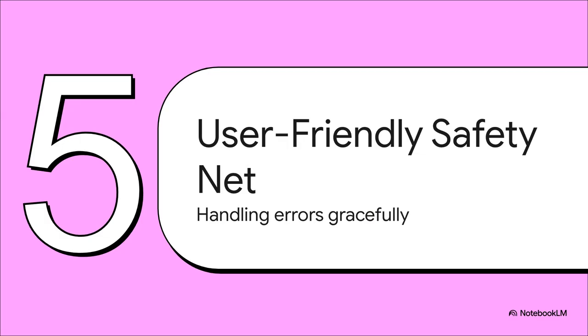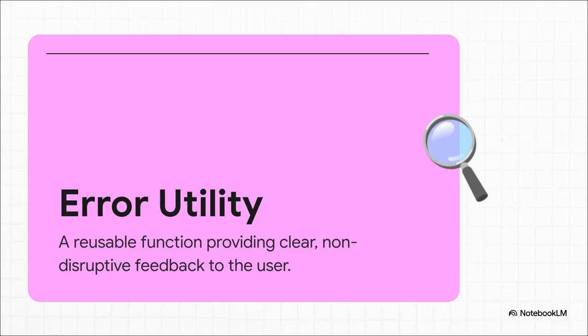Okay, let's move on to our final piece of the puzzle. This is that professional finishing touch that really separates a good app from a truly great one. Handling errors with grace. We do this with what's called an error utility. It's really just a simple, reusable function that gives clear, helpful feedback when things go wrong. So if you type in the wrong password, the app doesn't just crash or freeze. No way. Instead, a helpful little message pops up that says invalid credentials, all without breaking your flow.